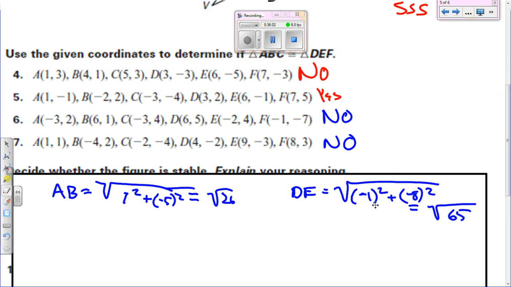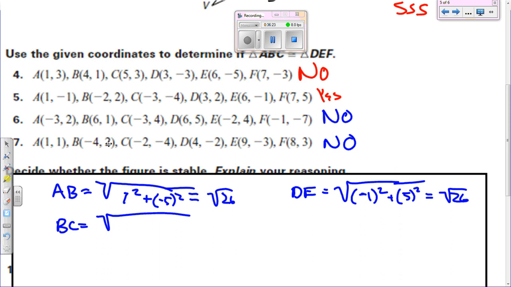Wait, for DE, that's not like crazy. DE is 9 minus 4, that's 5 squared. So that is going to be square root of 26. So that's good.